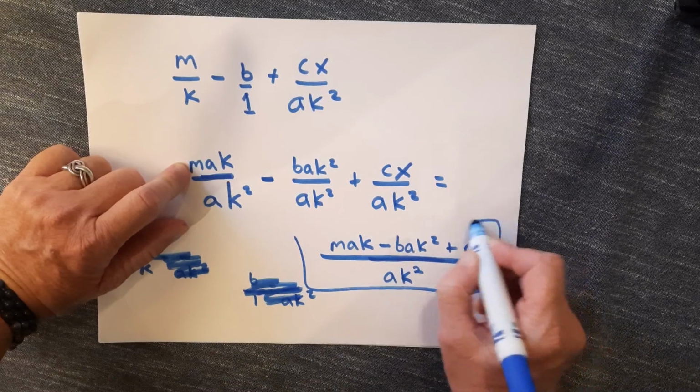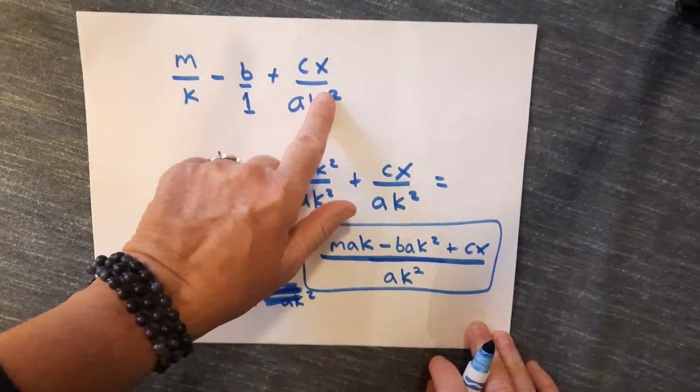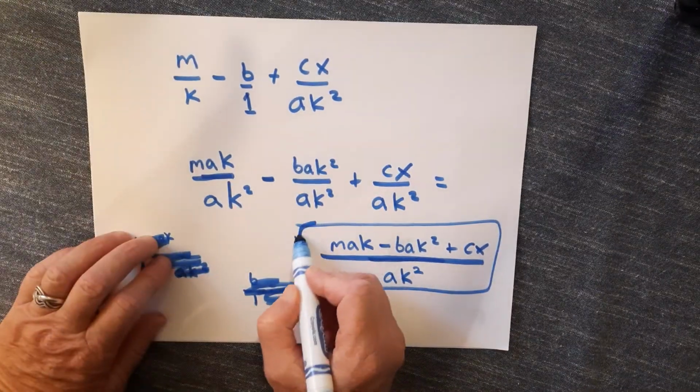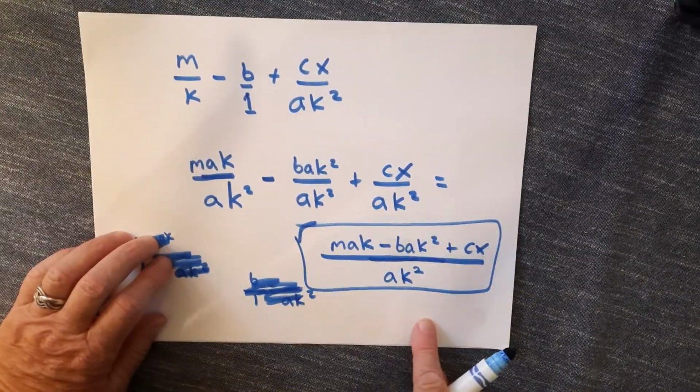That is how you would add or subtract these three fractions by first finding a common denominator and then writing the answer like that. Good luck.